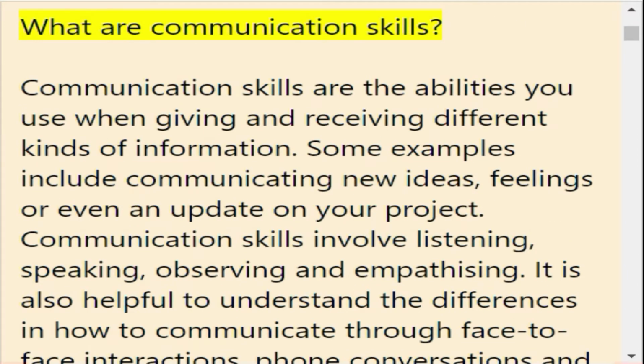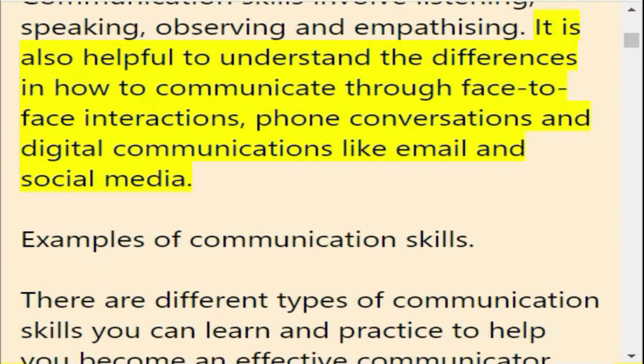What are communication skills? Communication skills are the abilities you use when giving and receiving different kinds of information. Some examples include communicating new ideas, feelings, or even an update on your project. Communication skills involve listening, speaking, observing, and empathizing. It is also helpful to understand the differences in how to communicate through face-to-face interactions, phone conversations, and digital communications like email and social media.